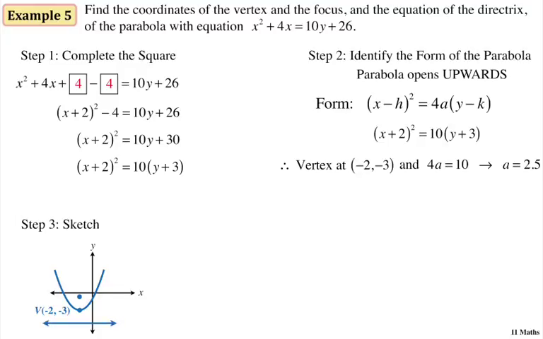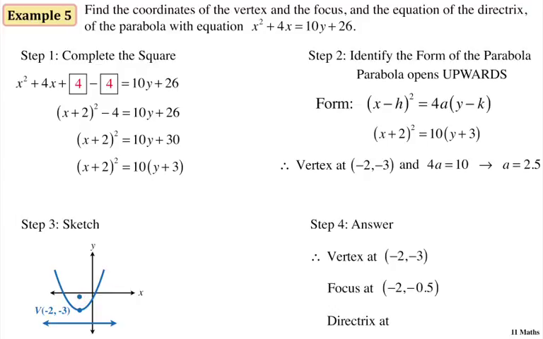Because I'm going up and down, they're y values, so if I focus on the y value of -3 and I move up 2.5 units, that means I'd be at -0.5. So the focus would be at -2, -0.5. The directrix is going to be 2.5 units down. So if I go 2.5 units down from -3, that's -5.5. So I've now got the vertex, the focus, and the directrix.